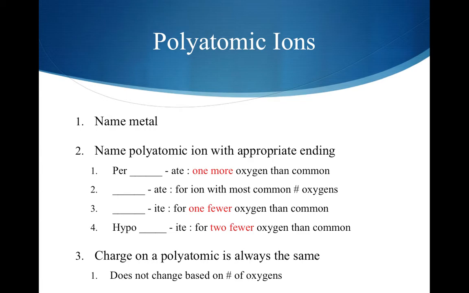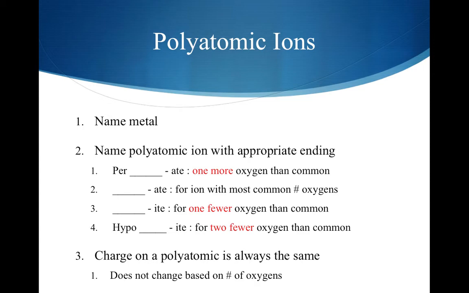So let's say NO2. That's going to get the ite ending because now that's one fewer oxygen. So now instead of nitrate being NO3, you're going to have the nitrite ion, right? But the charge does not change on the polyatomic. Doesn't matter its name, you're dealing with the same functional group, which means you're dealing with the same charge. So persulfate, sulfate, sulfite, and hyposulfite will all have the same charge. The only thing you need to memorize is which is the ate ending. The ate ending gives you the common number of oxygens, and you can work from there.